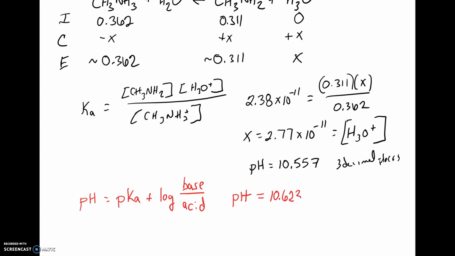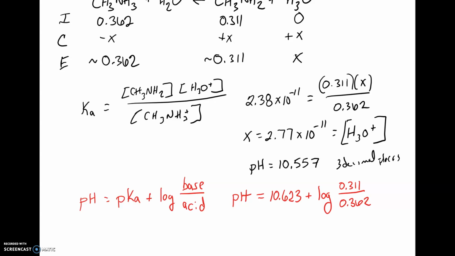How'd you get that again? Again, I took the 2.38 times 10 to the minus 11th. That's the Ka. Took the log of it and then multiplied by minus 1. So took the negative of it. So there's your pKa, and your pH of your buffer solution will be quite close to your pKa.